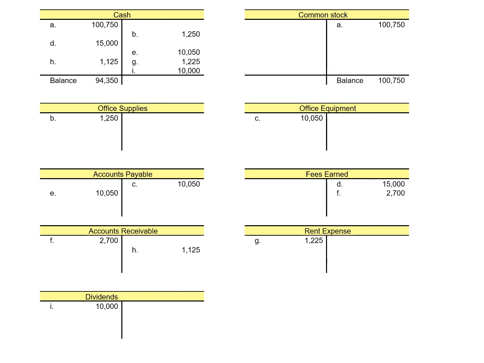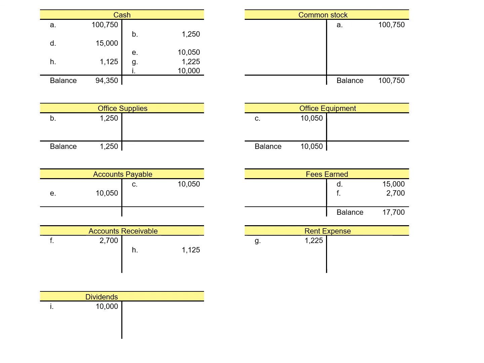Office supplies, or I guess let's go over to common stock. Common stock, we've got just the one transaction on the credit side, so we have a credit balance of $100,750. Then office supplies, we have just the one transaction on the debit side. Same thing with office equipment. Accounts payable, we have a credit of $10,050, and then we also have a debit of $10,050, so we have a zero balance in accounts payable.